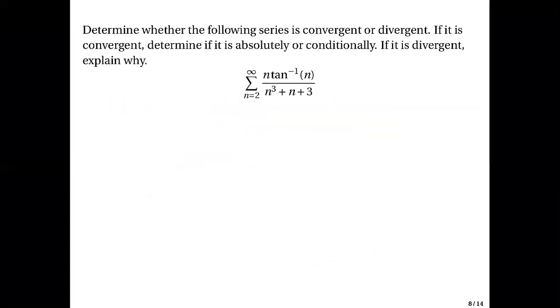Next, determine whether the following series is convergent or divergent. If it is convergent, determine whether it is absolutely or conditionally convergent. If it is divergent, explain why. So for this, we have here the sum from n equals 2 to plus infinity of n tangent inverse of n over n cubed plus n plus 3.